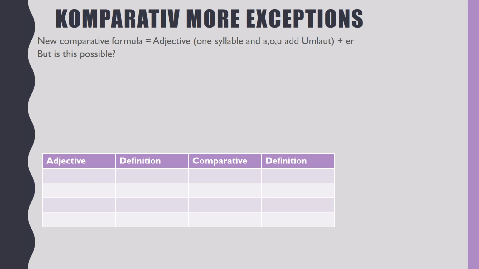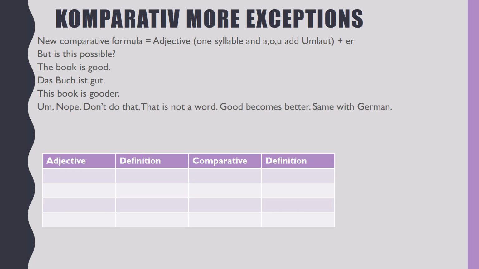But is this possible? The book is good. Das Buch ist gut. This book is gooder. Nope, please don't do that. That is not a word. Good becomes better. Same with German. This book is better. Dieses Buch ist besser.